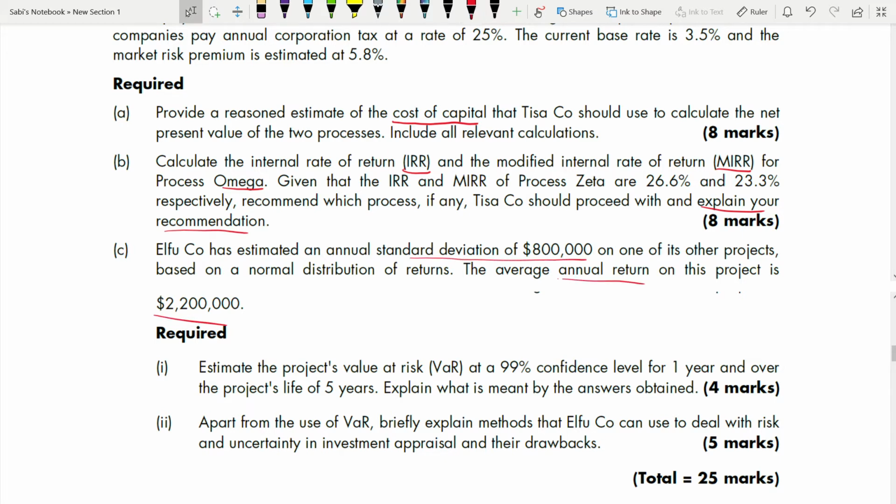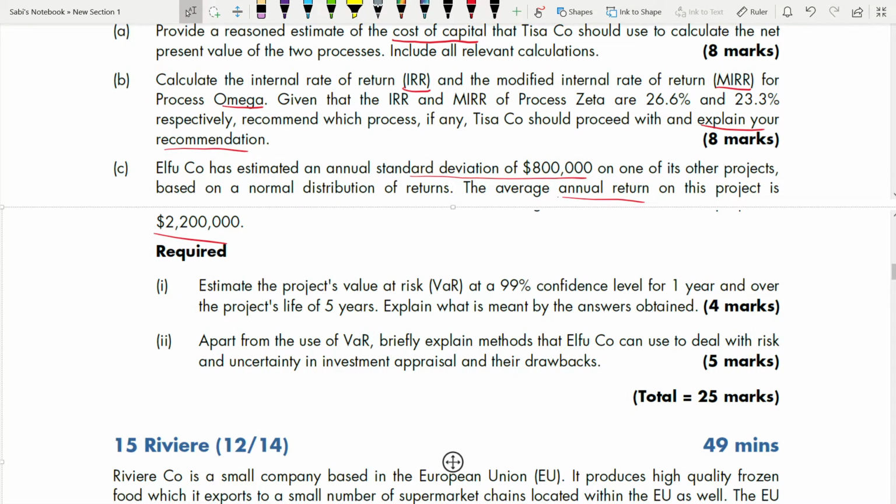Now, based on this, you are required to do two things. C, estimate the value at risk at 99% confidence level for 1 year and over the project's life of 5 years. Explain what is meant by the answers obtained. So it's not just important for you to do your calculations, but you need to explain what the answer means. Second, apart from the use of value at risk, briefly explain methods that LFO can use to deal with risk and uncertainty in investment appraisal and their drawbacks. It's for 5 marks.